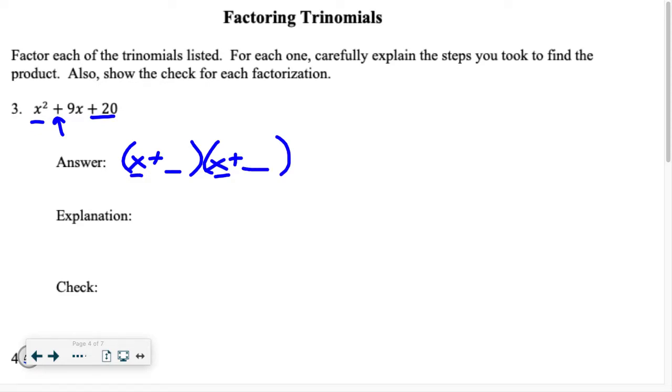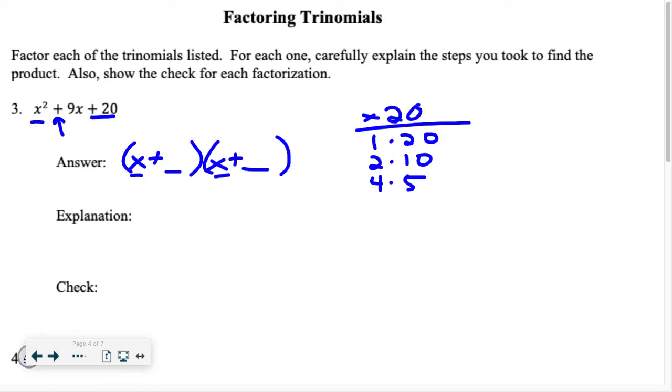Those two numbers need to multiply to 20. Well, if I think about this, what multiplies to 20? I can do 1 times 20, I can do 2 times 10, I can do 4 times 5. Those are my three options here.